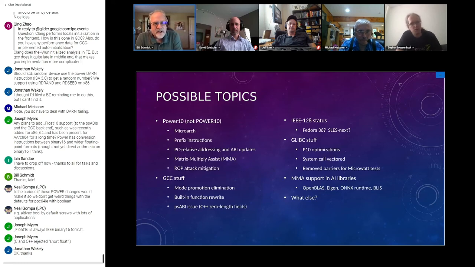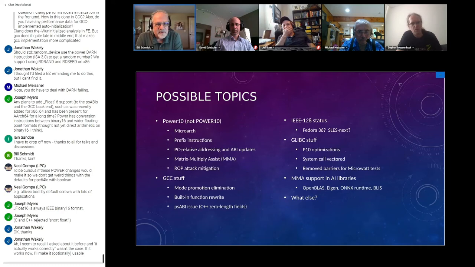Appreciate that. So yes, the next question is, are we planning to add Float16 support to the PowerPC ABIs and the GCC backend, such as recently has been added for x86-64 and has been present for AArch64 for a long time? Power has conversion instructions between binary16 and wider floating point formats, though not yet direct arithmetic on binary16. That's correct, though. So that's the status of where things are. I can't speak to the future of processor development around Float16. All I can point to is that right now the only place that you'll find Float16 is in the MMA unit and in those conversion instructions, and the instructions to load them. Yeah, to load them, right. It's a storage format only at the moment. If you're looking at scalar Float16, it's only a storage format.